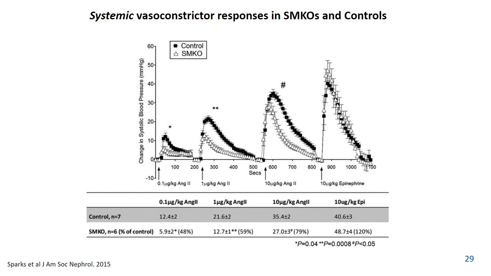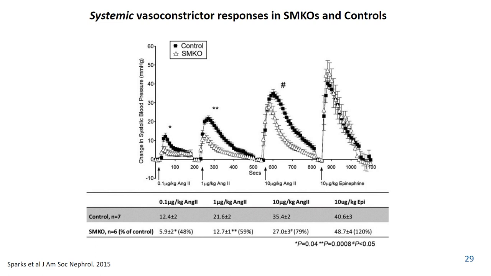This is an experiment where we look at the systemic blood pressure response. We put a blood pressure monitor in the carotid artery, and then in the internal jugular vein, we infuse boluses of angiotensin II. The first 3 humps here are increasing doses of angiotensin II, which are done every 10 minutes. And then at the very end, you can see a large dose of epinephrine.